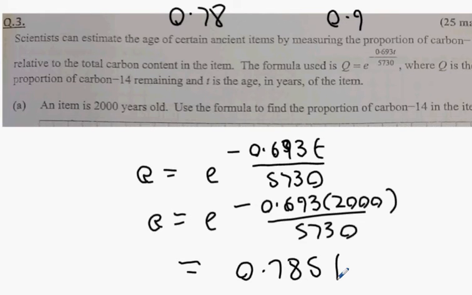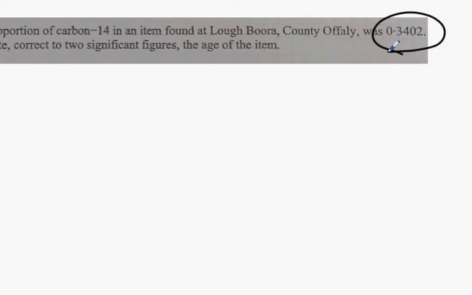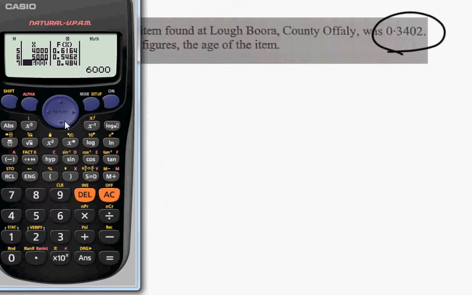Now, he said that the proportion is 0.3402. Are you happy with that? How many years did it take to get down to 0.3402? Let's have a look. Somewhere in between 8,000 and 9,000. Would you agree with that? It crosses the 0.3402 line somewhere in between those two dates. So I'm expecting my answer maybe to be in the high 8,000s. Okay, let's figure out if it is or not.